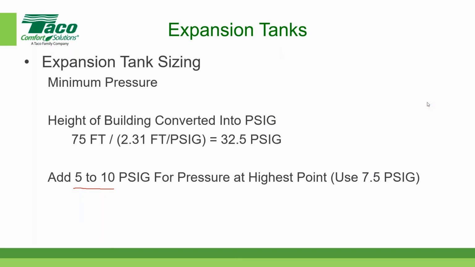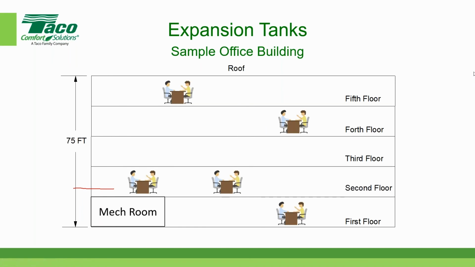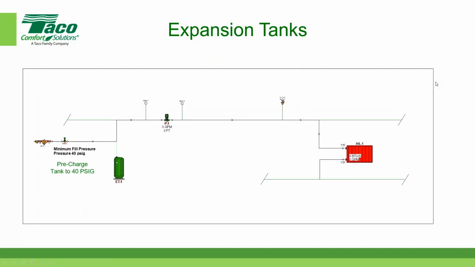And if that was the case, we would have 40 pounds. So we've determined the minimum pressure at the bottom of the building. Whoops, I've got this thing here I need to erase. There we go. So we've determined that the minimum pressure at the bottom of the building at the expansion tank is 40 pounds per square inch, which, by the way, is also known as the pre-charge pressure. And that's what we pre-charge the air side of this expansion tank.